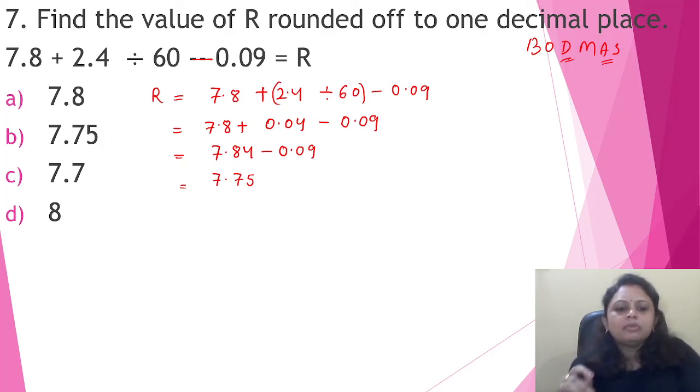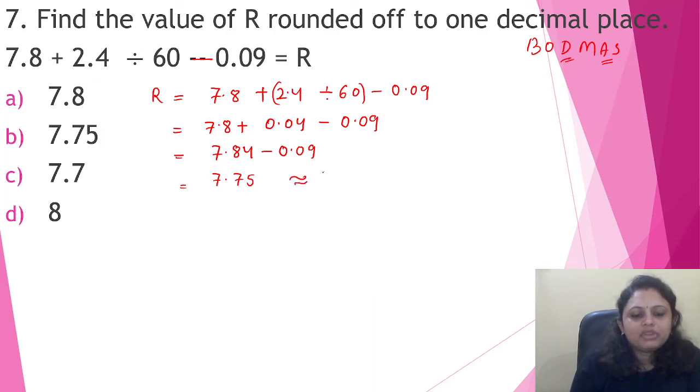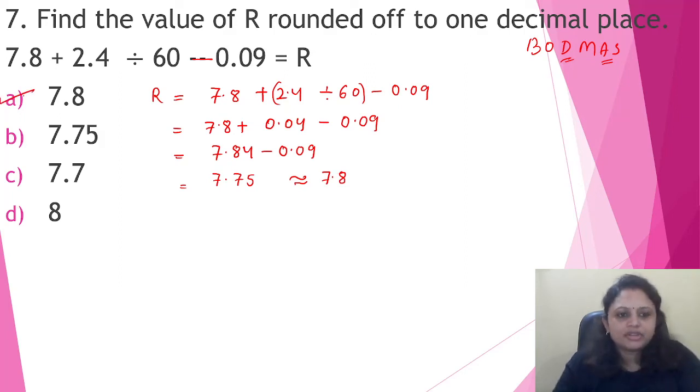Okay, now it is asked what the value will be to one decimal place. So for one decimal place, 7.75 we can write as 7.8. So here the correct answer is option A, that is 7.8.